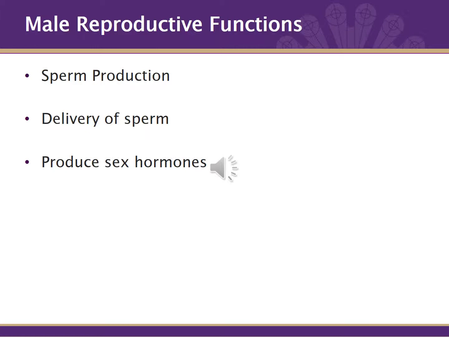The organs and tissues in the male reproductive system have evolved to produce sperm, to transfer sperm, and also to produce and release male typical sex hormones.